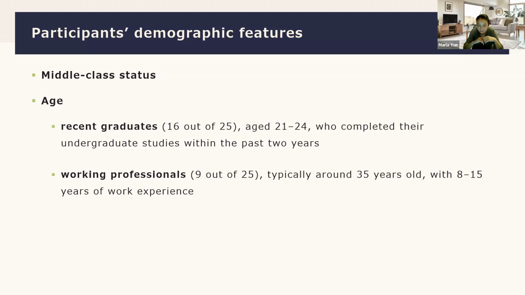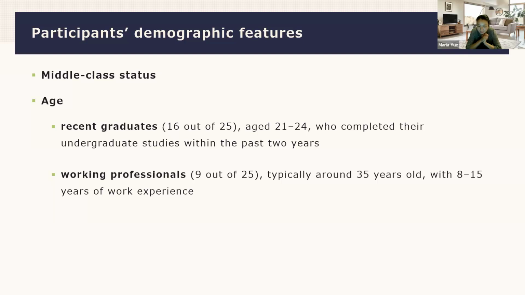They're coming from financially stable families with professional backgrounds, and their families typically own property or cars, and satisfy the income standard. Yeah, and also I find age played a crucial role in shaping participants' agency in this study. So the data identify two subgroups. The first one is recent graduates.